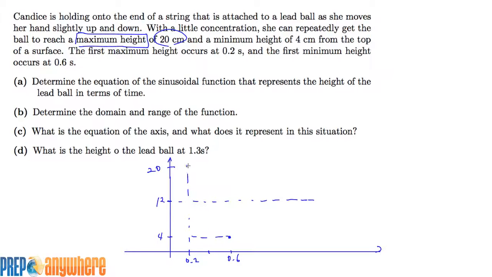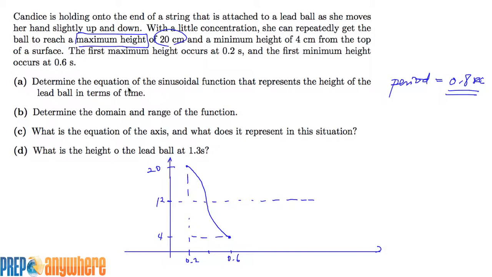Okay, from a maximum to a minimum, this is half of the period. Okay, this is half the period. So we know that the period is going to be not 0.4 but 0.8 seconds.